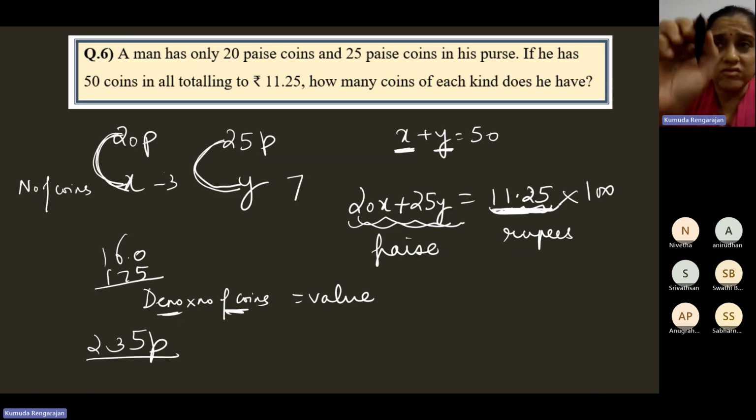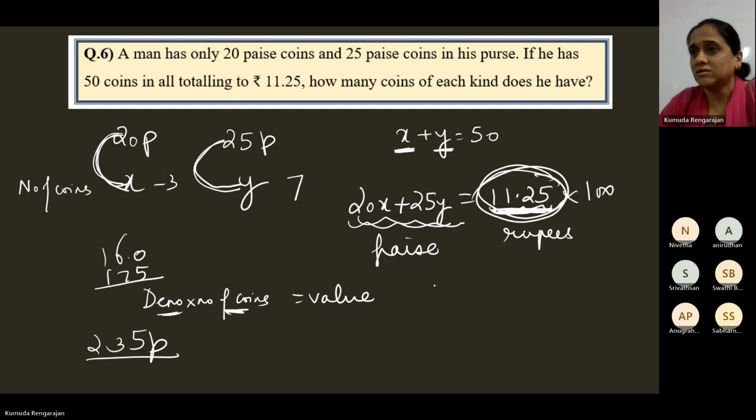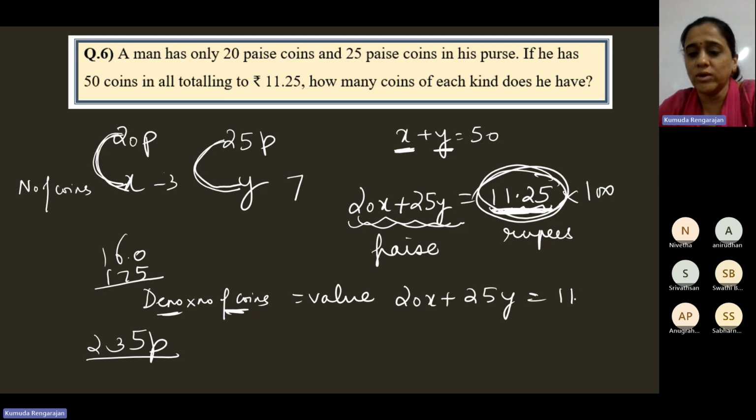We are not multiplying by 100 and writing an equivalent equation. No. This is in rupees. We are converting rupees to paise. So we multiply by 100. So the second equation is 20x plus 25y is equal to 1125. This is the second equation.